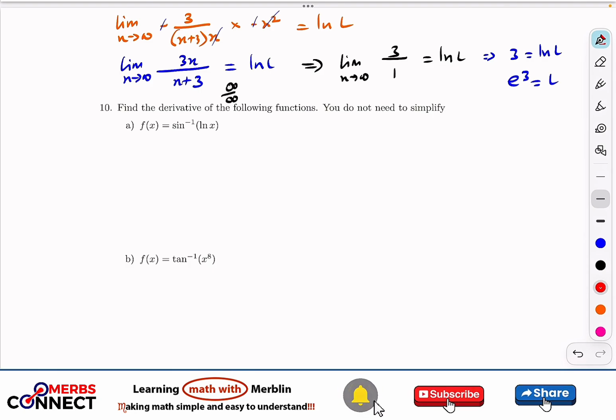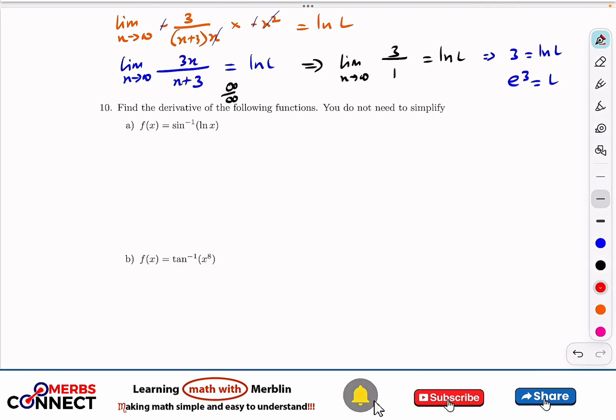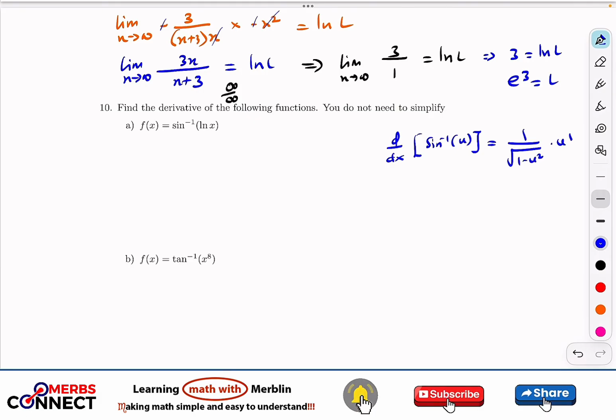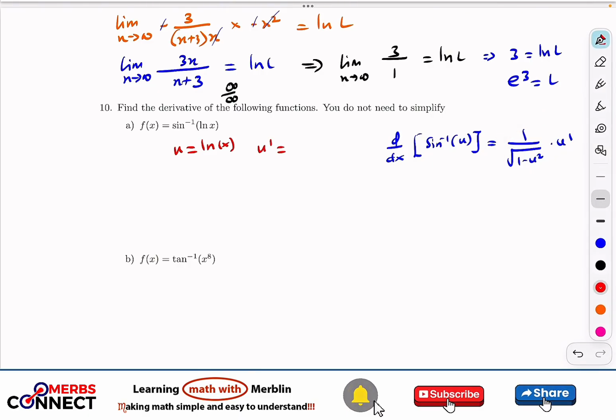Now we want to find the derivative of this sine inverse. As I said, this is like what I gave the other time. Remember that if I want to differentiate sine inverse of u, this is 1 divided by square root of 1 minus u squared times u prime. When I compare sine inverse to sine inverse here, I can see that my u is equal to the natural log of x, right? So from the formula here, we need u prime. So u prime will be 1 over x.